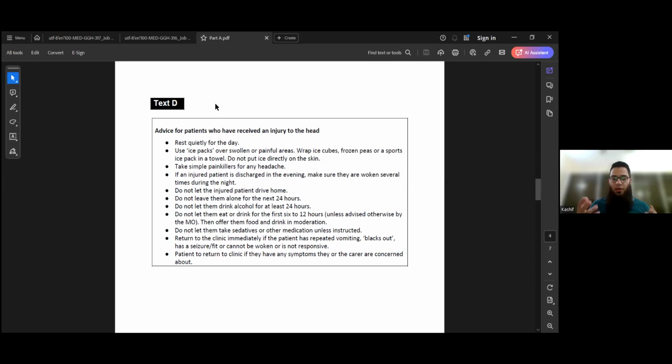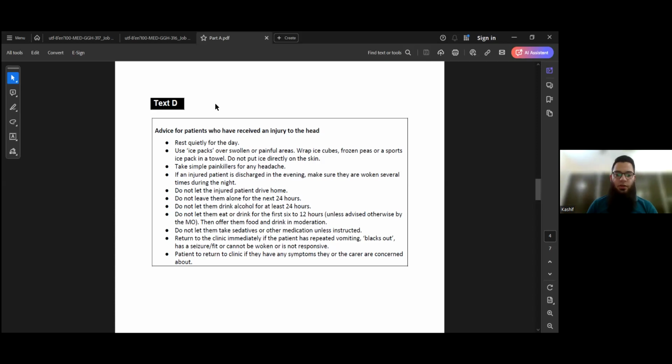Sadia, yes, it is management of head injury. The part is about management of head injury, but there are four texts given here. Can you please tell me what exactly is given in each text? What is given in text A, B, C, and D subsequently? Can you tell me that?